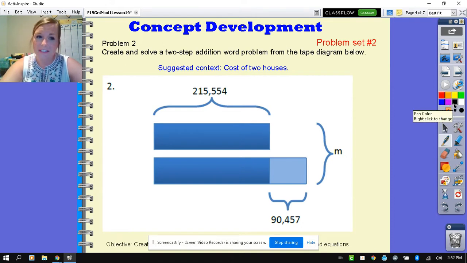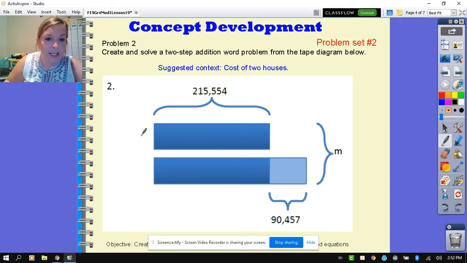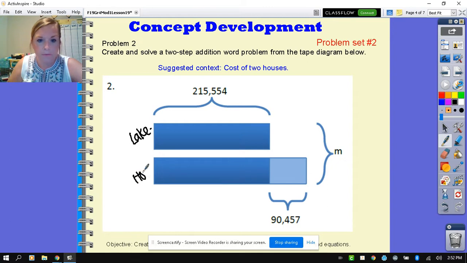It's not very often that I would get to have 2 houses, so I'm going to act like one is my lake house and one is my actual house, which I don't have, but I wish I did. So I'm going to say that this is the price of my lake house. And then this is the price of my home in town.